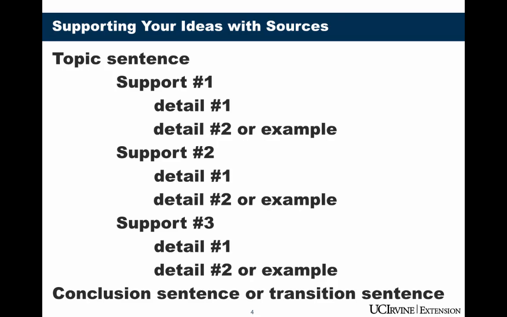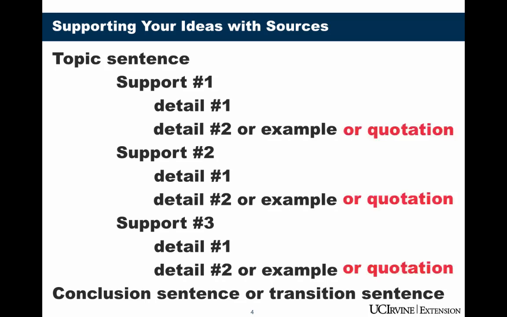So remember from previous courses, you've learned that body paragraphs need to have these parts. They have a topic sentence, you should have 3 supporting ideas, and a couple of details or examples for each support before you have your conclusion sentence or transition sentence. This is just the basic body paragraph. And what we're doing now is we're adding in quotations. Your quotations will go here. They serve as details or examples to help support your points.